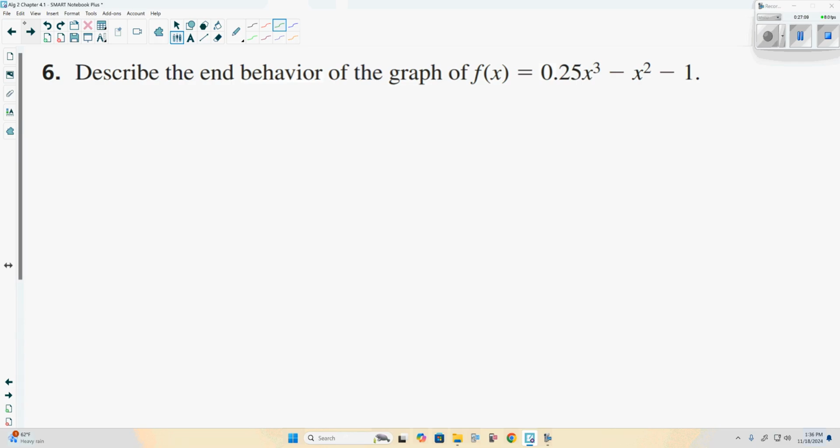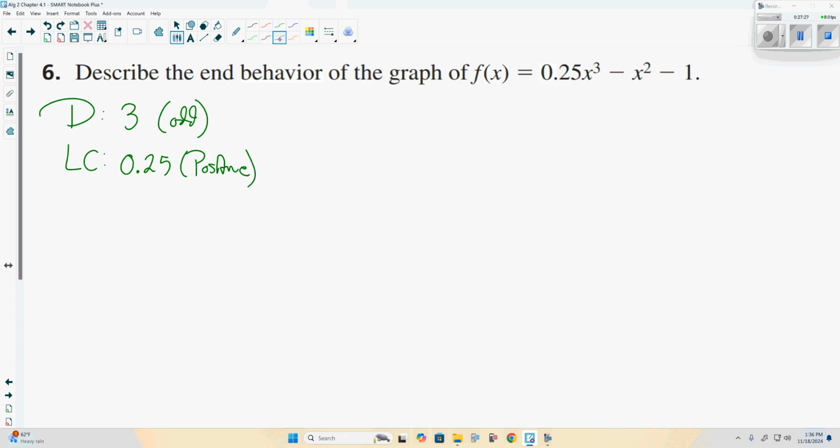This here, the degree is 3, so it is odd. Leading coefficient is 0.25, which would be positive. And if we refer back to the chart, it would tell us that f of x approaches negative infinity as x approaches negative infinity. And f of x approaches positive infinity as x approaches positive infinity.